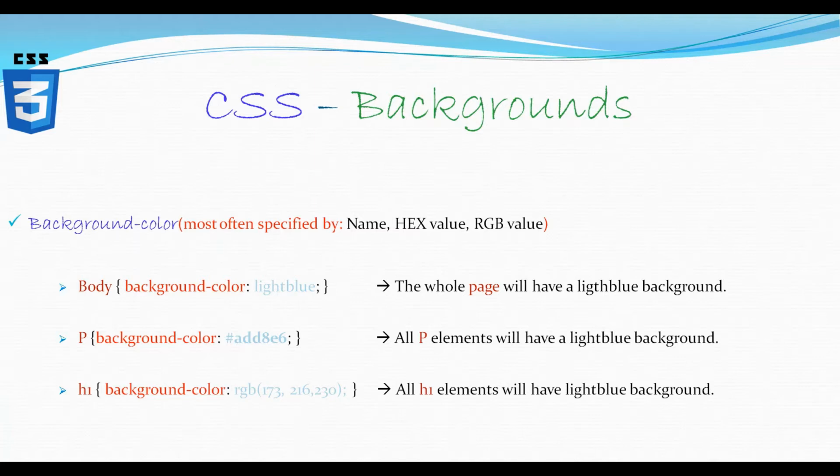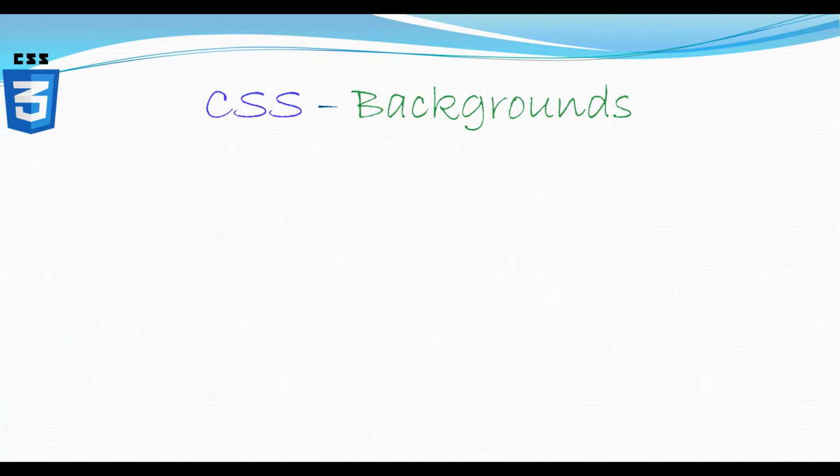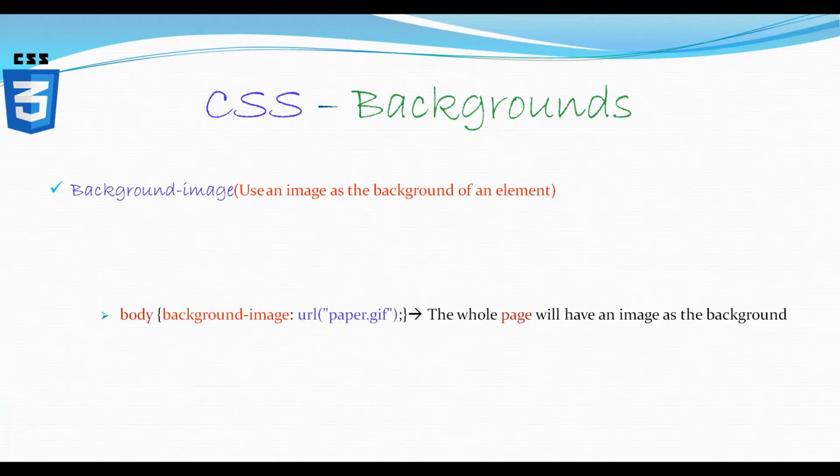And the second way we take advantage of background is we use an actual image as the background for the entire body of the document. So over here you can see we have body and we have background image property, and then the value is URL paper.gif, which is the name of that picture. So that paper picture would be applied to the entire body, which I will demonstrate in the coding session.